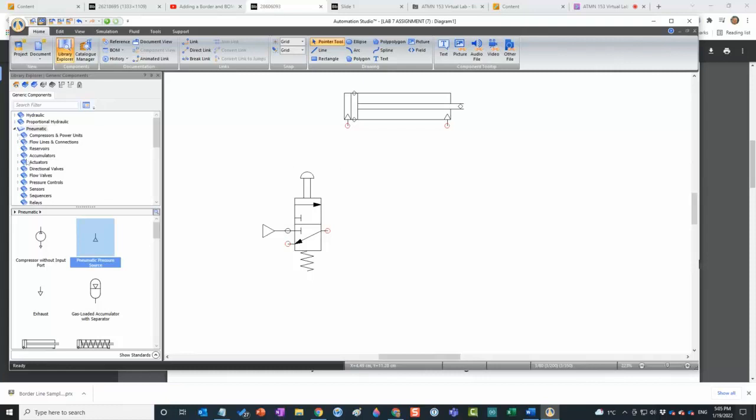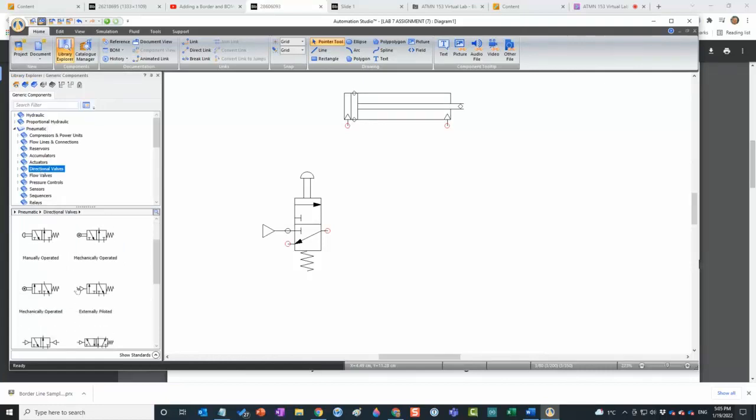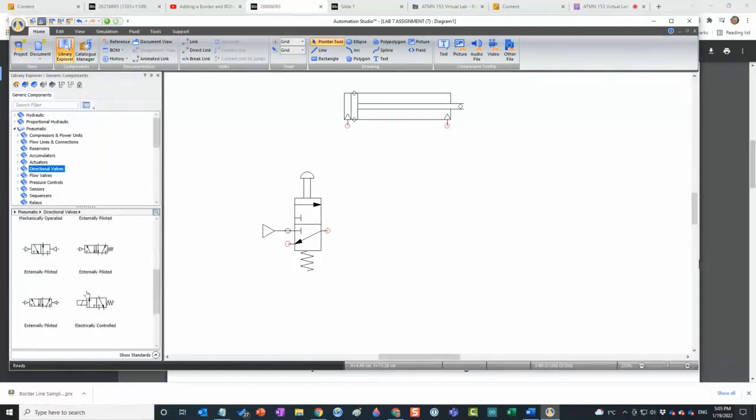Again, I'm going to go down to directional valves, and right here, if I just click on the main directional valves, do I have a basic DCV? Oh, I do. I've got a basic DCV here. Oh, that's the one I want. Externally piloted. Yeah, I want that. I'm going to bring that in here. Like I said, a lot of the time, they're just there.